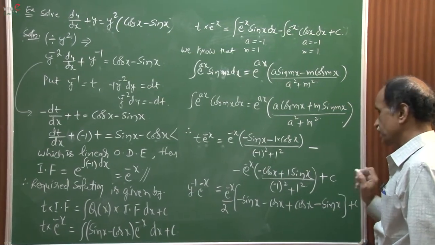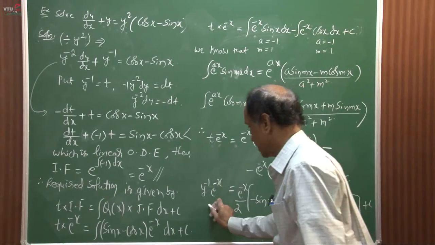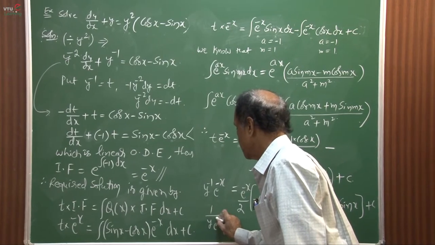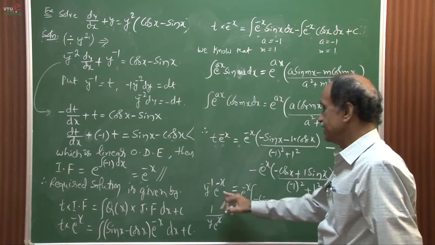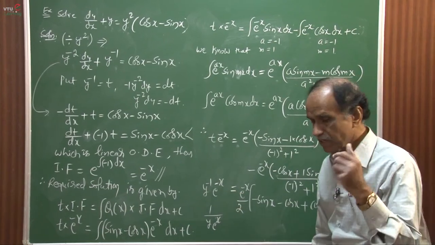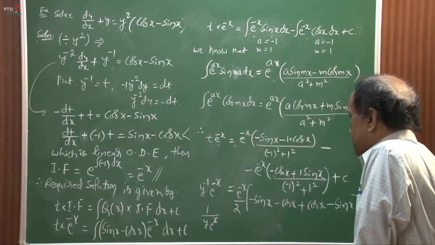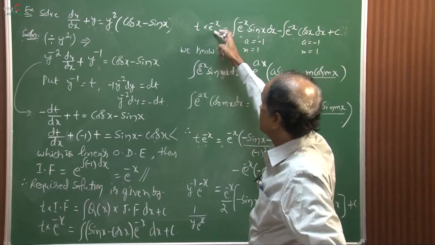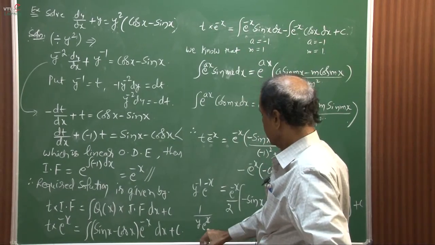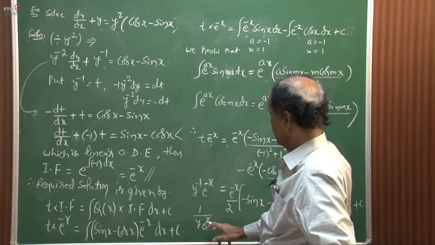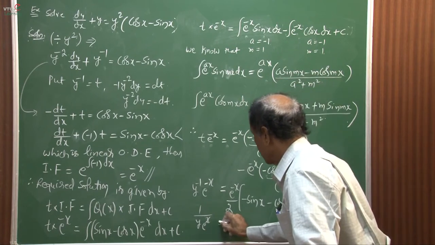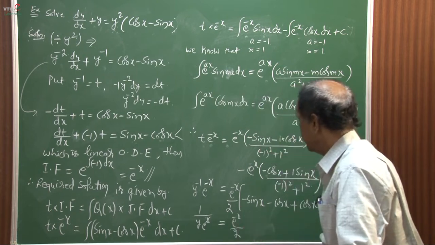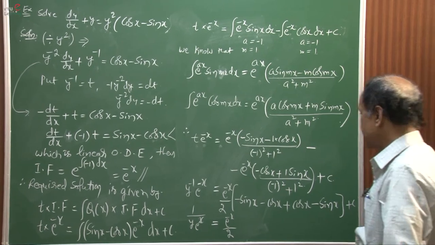Then plus constant. What further simplification can you expect? 1 divided by y into e to the power x. If I bring e to the power minus x to the denominator, we get e to the power plus x. So, this is equal to e to the power minus x divided by 2, and any term you can cancel inside, I hope so.